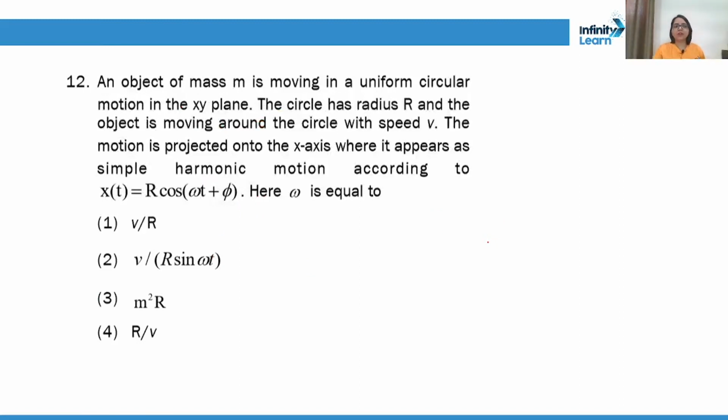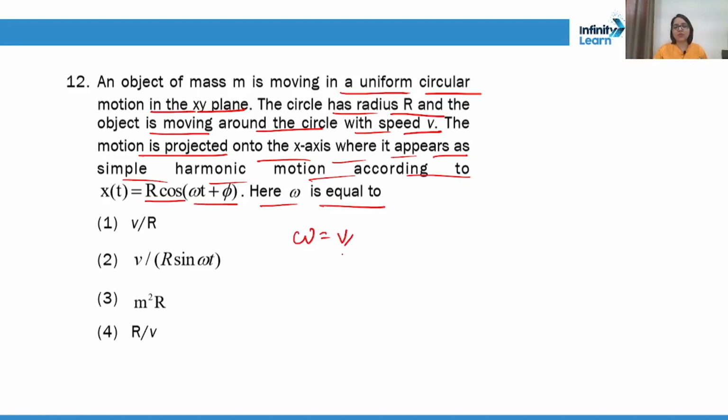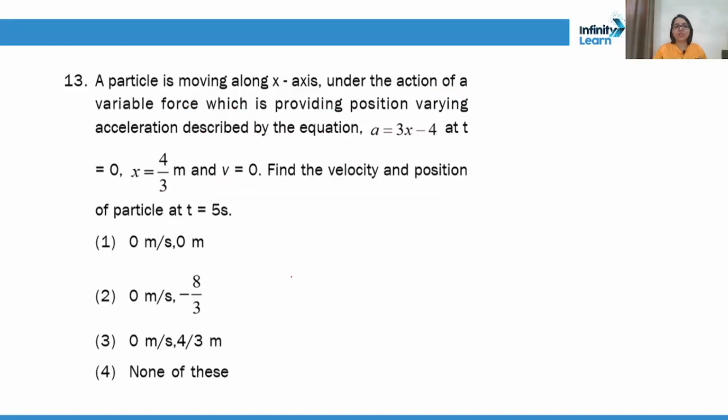Question number 12. An object of mass m is moving in a uniform circular motion in the xy plane. The circle has radius r and the object is moving around the circle with speed v. The motion is projected onto the x-axis where it appears as simple harmonic motion according to x(t) equals r cos(omega t plus phi), where omega is equal to, so omega is equal to v upon r, which is option 1.